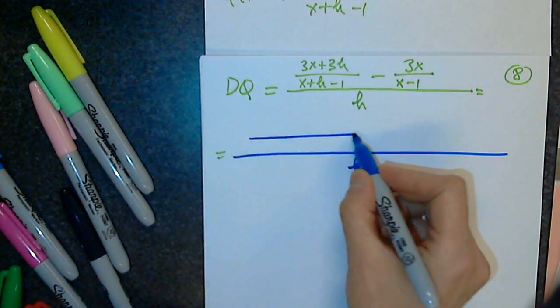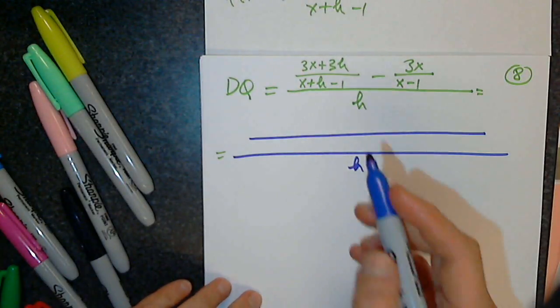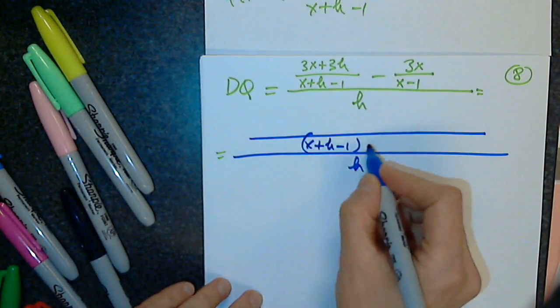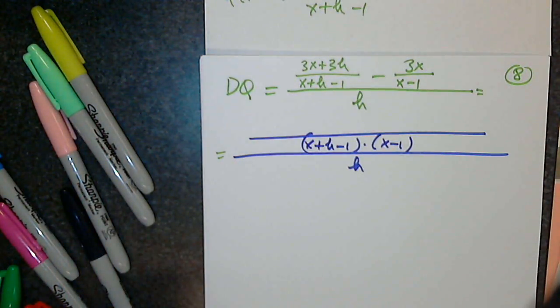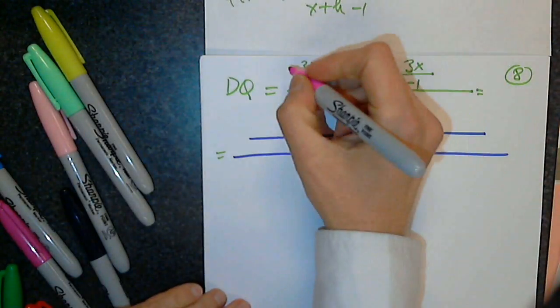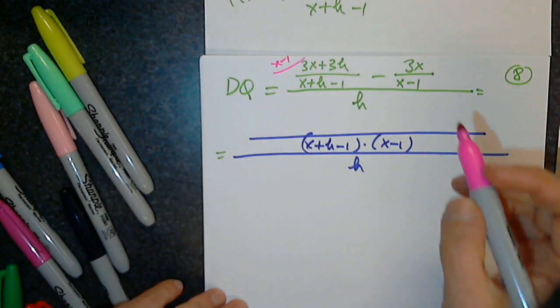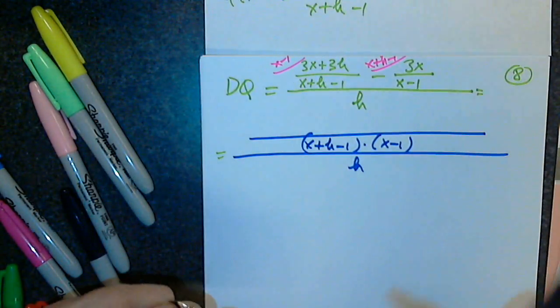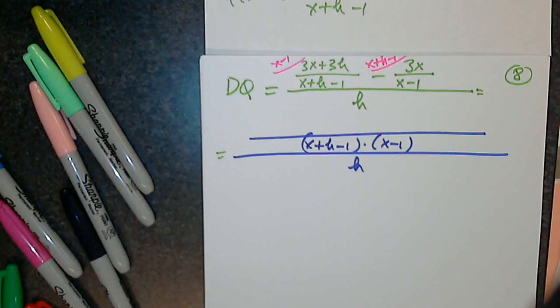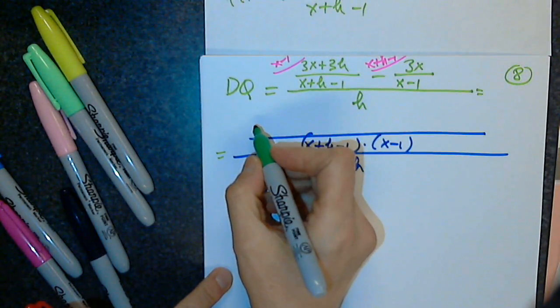What is the least common denominator? Because the cross multiplication is only in a proportion. Yes. X plus h minus 1 times x minus 1. Perfect. What does the top of the first fraction need? What does the top of the second fraction need? Perfect. Can anyone dictate the numerator? Arib, go ahead if you want.